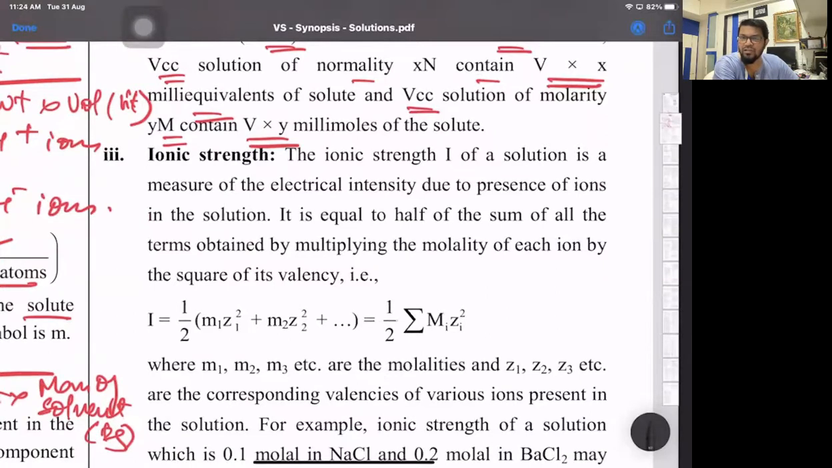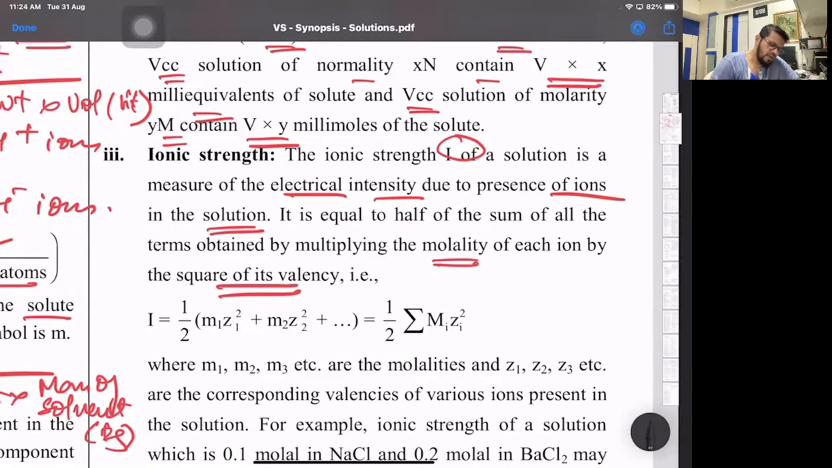Then we also have something called ionic strength. What exactly is ionic strength? It is the strength I of the solution, which is a measure of the electrical intensity due to the presence of ions in the solution. Depending on the ions which conduct electricity, it is equal to half of the sum of the terms obtained by multiplying the molality of each ion and the square of its valency. So it's the measure of the electrical intensity, how many ions are present.